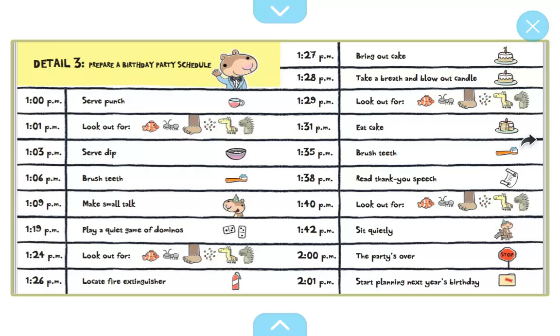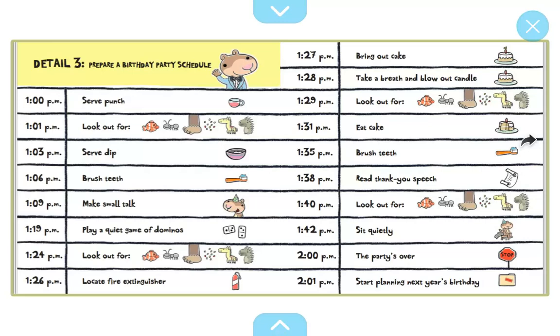his birthday party. 1 o'clock p.m., serve punch. 1:01, look out for. 1:03 p.m., serve dip. 1:06 p.m., brush teeth. 1:09, make small talk. 1:19, play a quiet game of dominoes. 1:24, look out for. 1:26, locate fire extinguisher. 1:27, bring out cake. 1:28, take a breath and blow out candle.